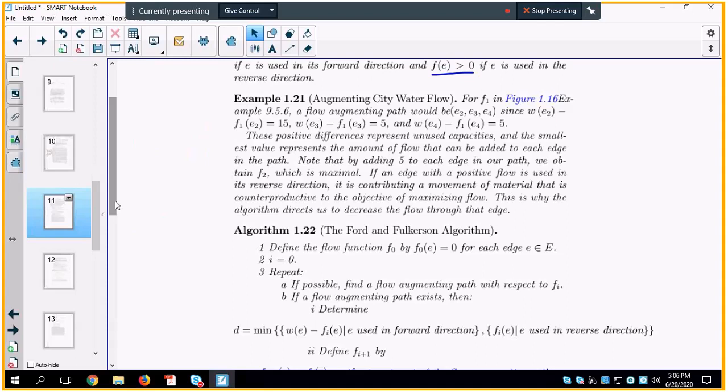But let's go back to the example of the city water flow. So in figure 1.16, which was source, A, B, sink.